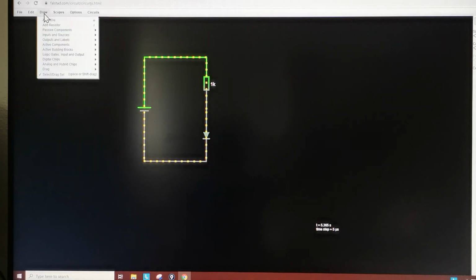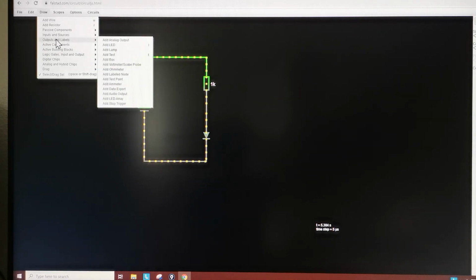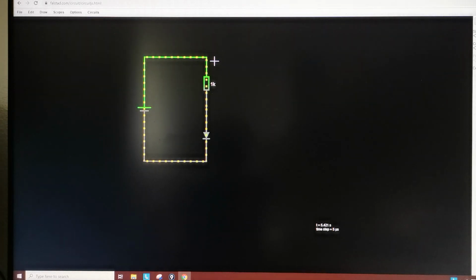We can see that if we go to draw, outputs and labels, and add voltmeter, and we can just drag one out from there and you'll see it says 5 volts. And if we drag one out from here, remember that you have to drag it out from where the connection between the two components is. You'll see that it says 526. Now this is millivolts, remember. So 526 thousandths of a volt, which is just over half a volt.